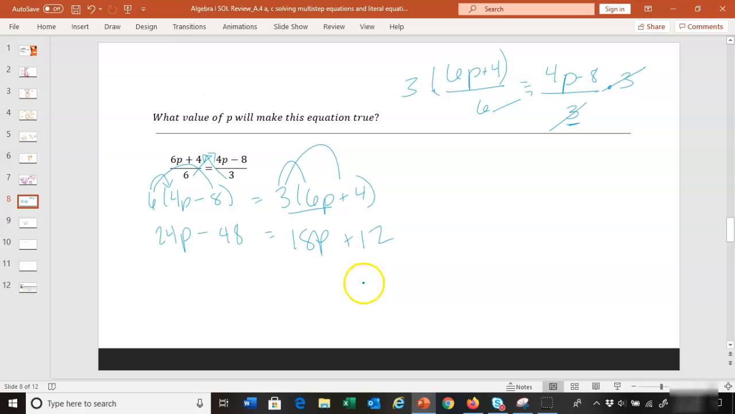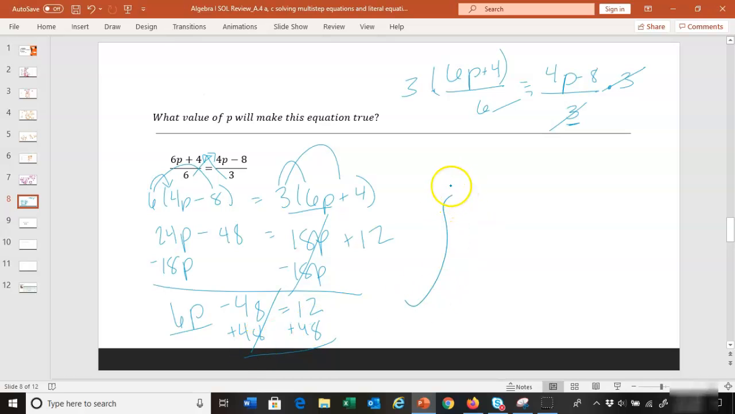Now the goals remain the same, right? Get all the p's together, all the numbers together, and then get p alone. So we'll subtract 18p from both sides. We have 6p minus 48 equals 12. So we're going to get the p term by itself, so we'll move the 48 over first. I'm going to come over here. And lastly, we'll divide both sides by 6. There we go. And we could take that 10, plug it in, and both sides should be the same.